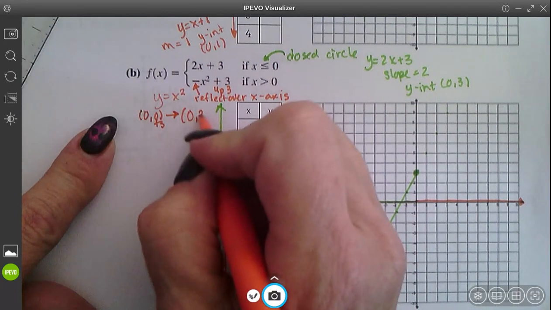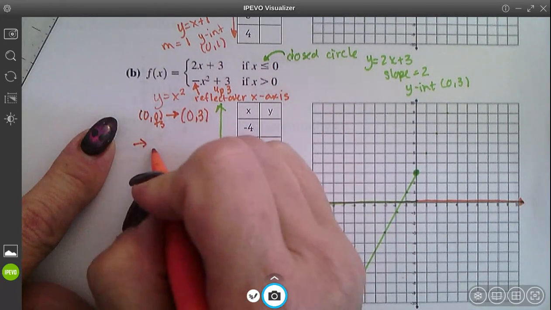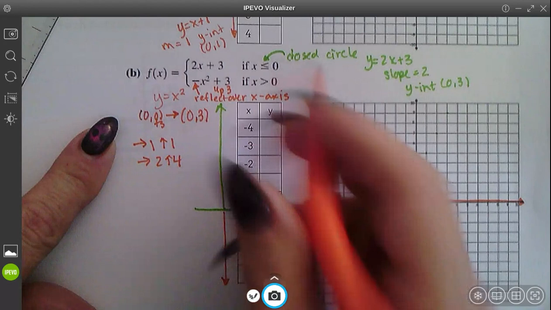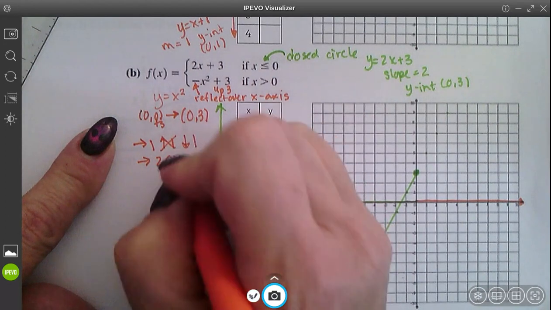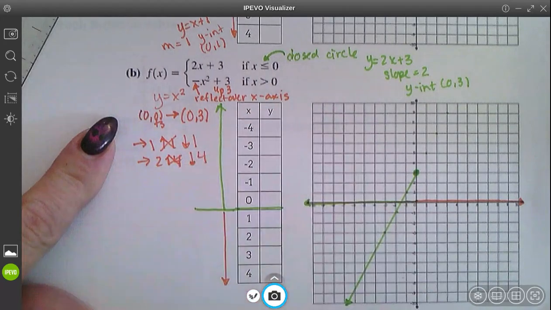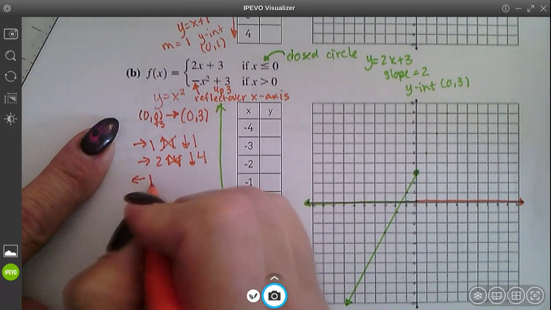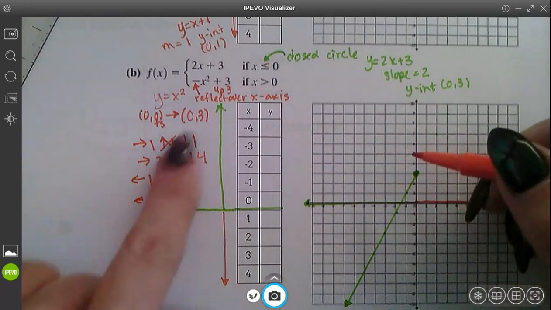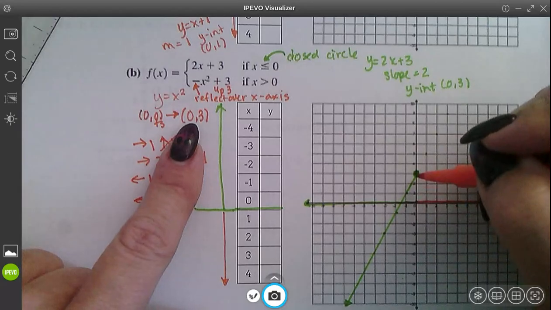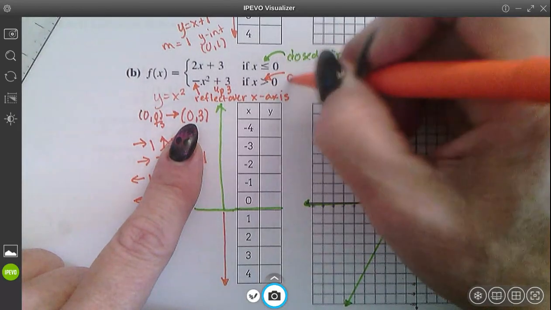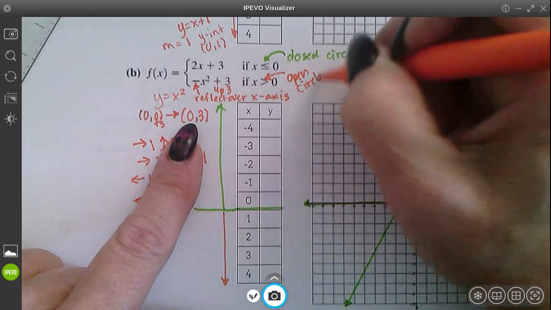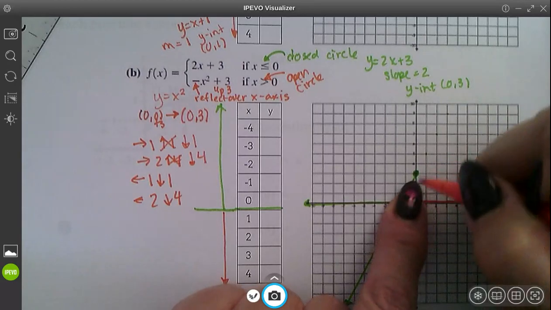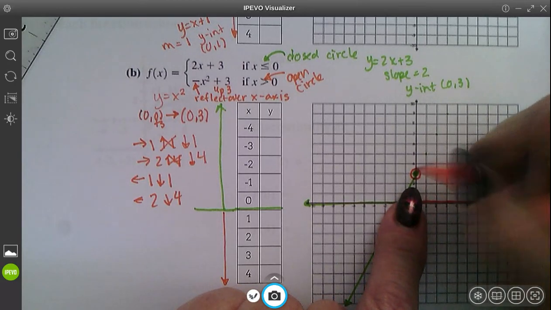start at 0, 3. And instead of going over 1, up 1, over 2, up 4, when we reflect over the x-axis, these actually go down 1, down 4. And same thing, left 1, down 1, left 2, down 4. So I'm going to start at 0, 3, and it has an open circle. Well, notice at 0, 3, I already have a closed circle. So I'm just going to put the open circle right around the closed circle, like that.